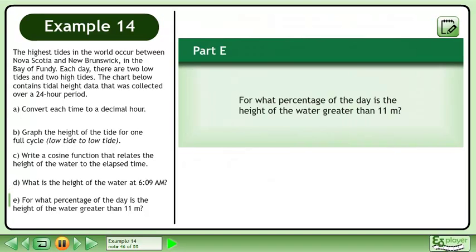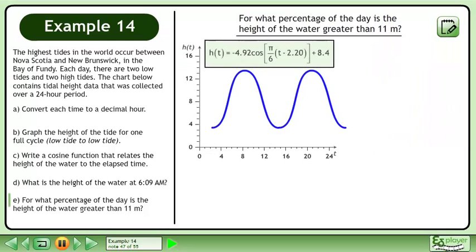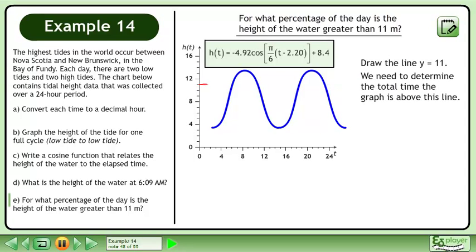In part E, for what percentage of the day is the height of the water greater than 11 meters? For this question, draw the second cycle of the graph. Draw the line y equals 11. We need to determine the total time the graph is above this line.